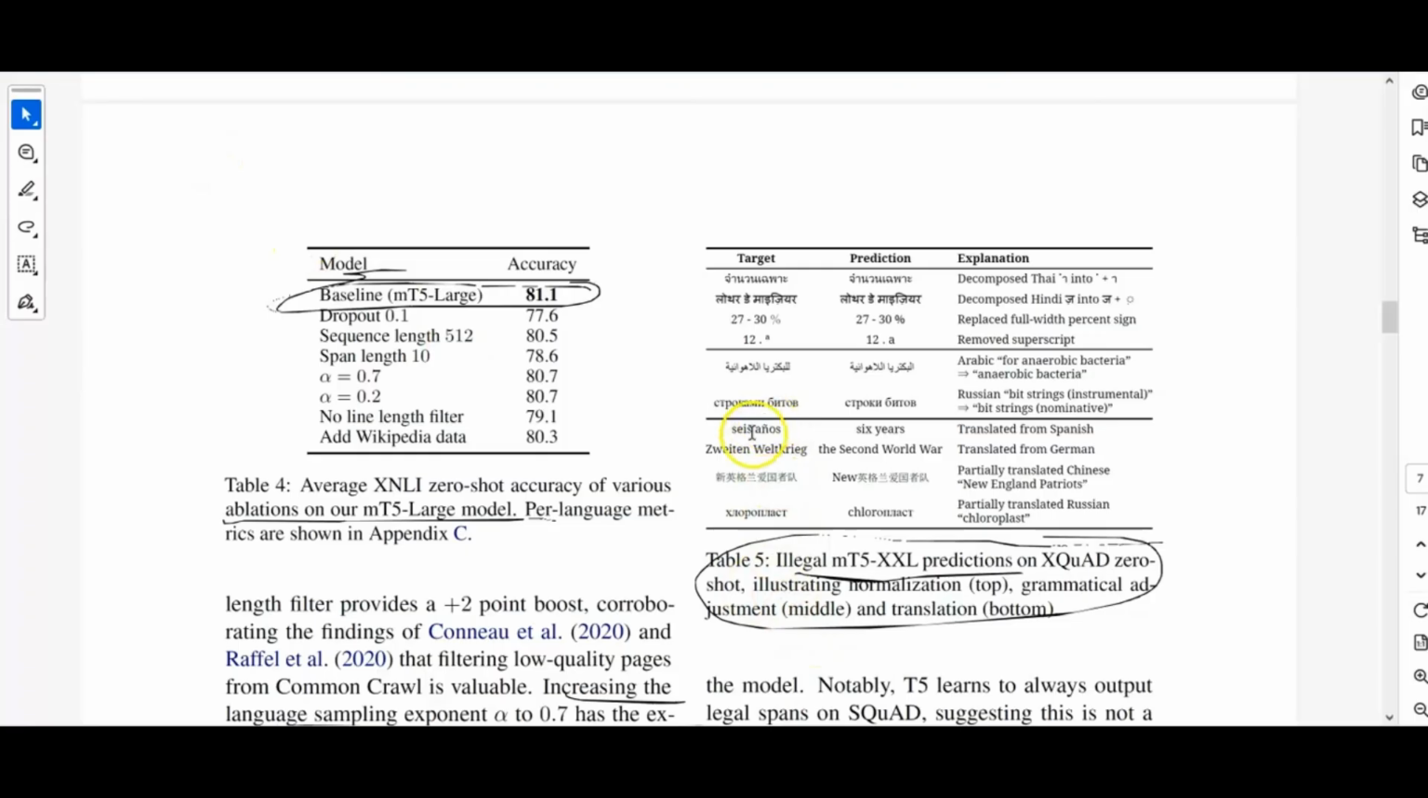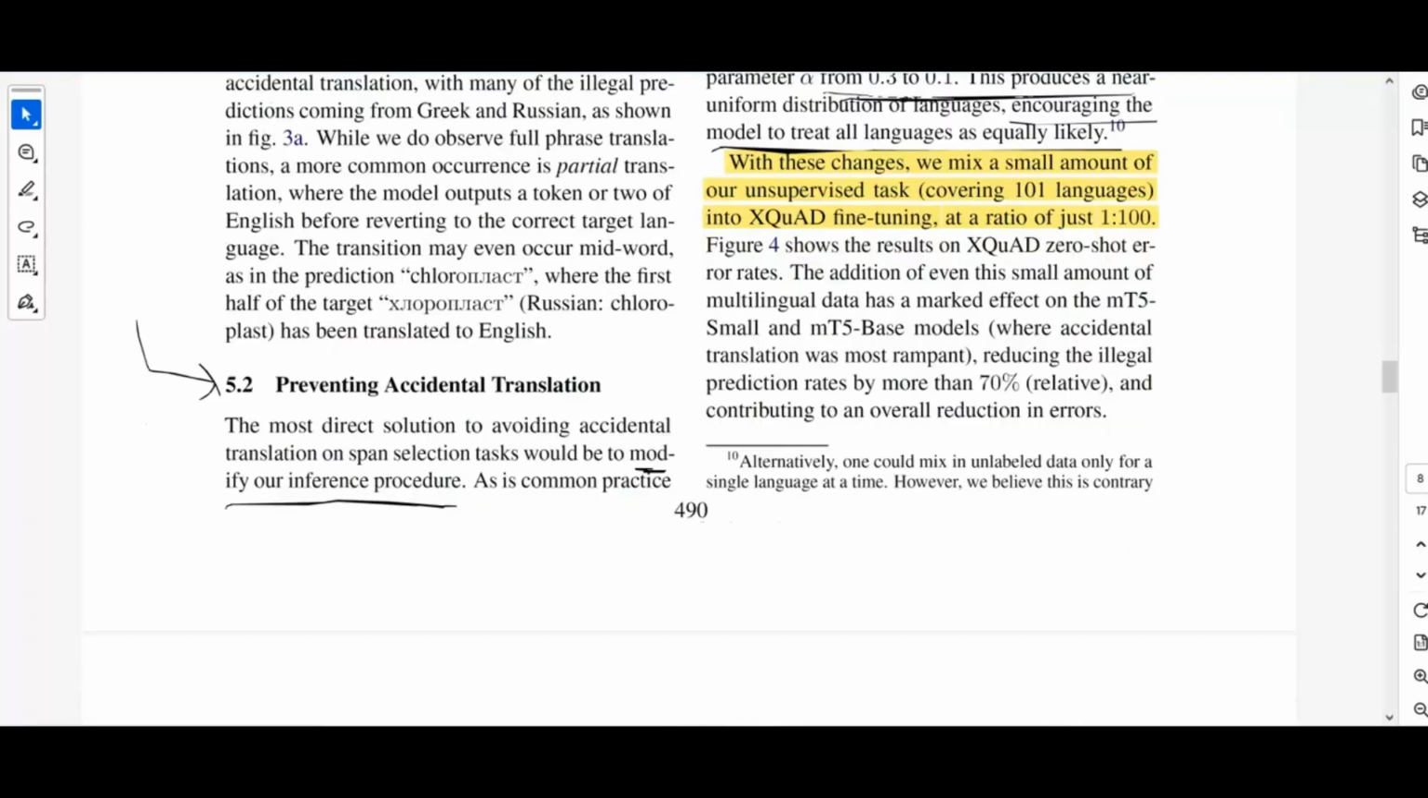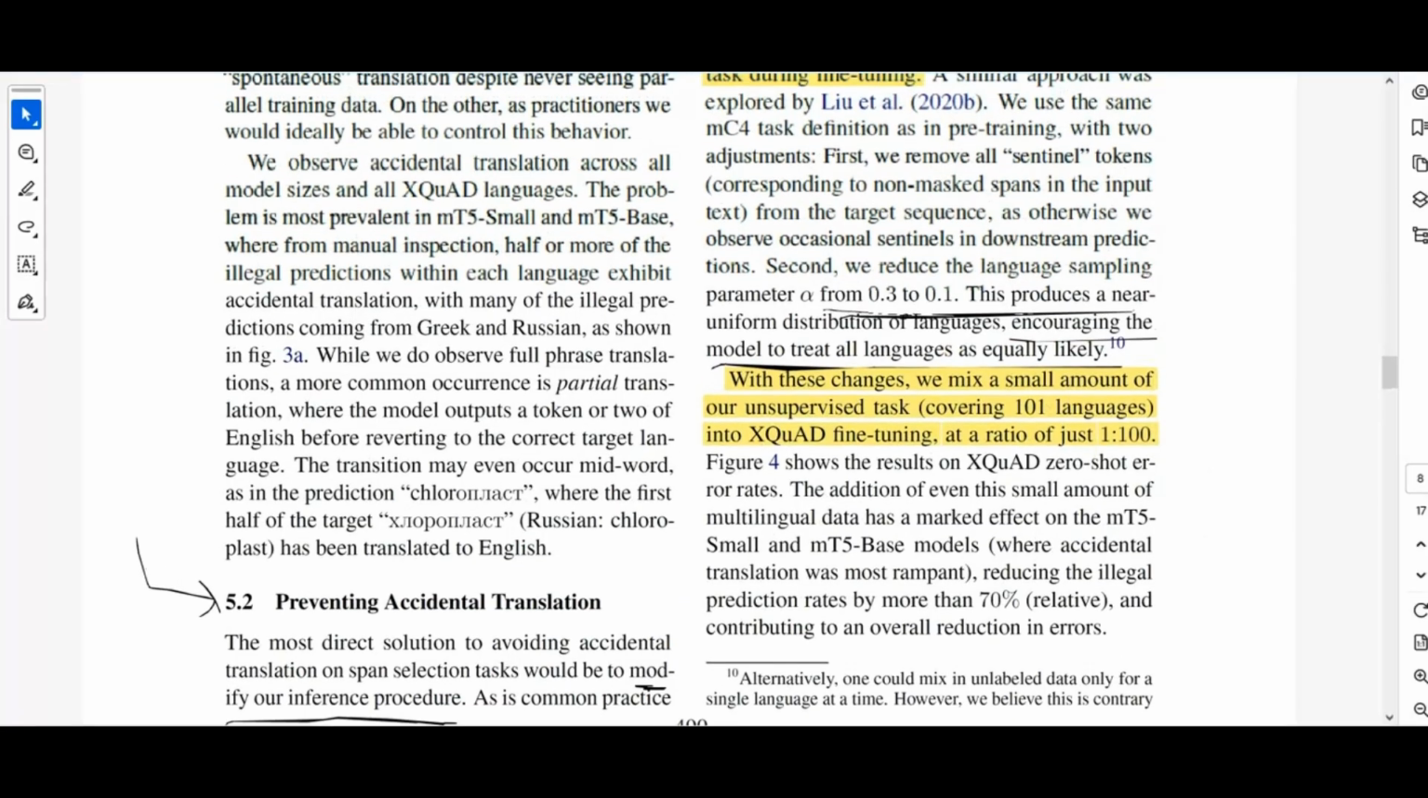Here the target is in some language, but the model, instead of predicting the text in that language, is predicting the text in the English language. And interestingly, it is predicting the translation of that text in the English language. So it's almost like the model forgot the other language that it had seen during the pre-training. The solution that authors provide to this accidental translation is mentioned in the section here.